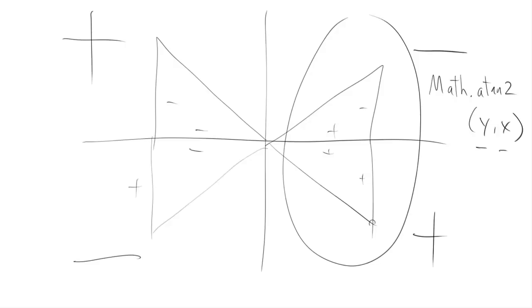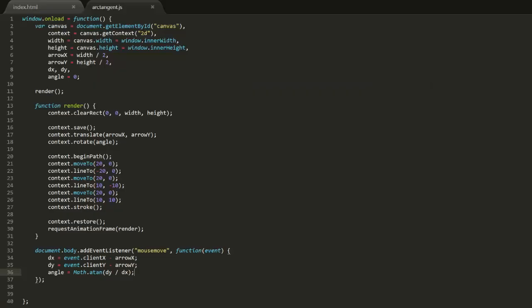Now we can go back to our code and change that Math.atan of dy divided by dx to Math.atan2 of dy comma dx. Now we can test this again and all works as expected. Now realize that this is all completely dynamic. You can move the arrow around by changing the position of arrowX and arrowY and it will all still work.